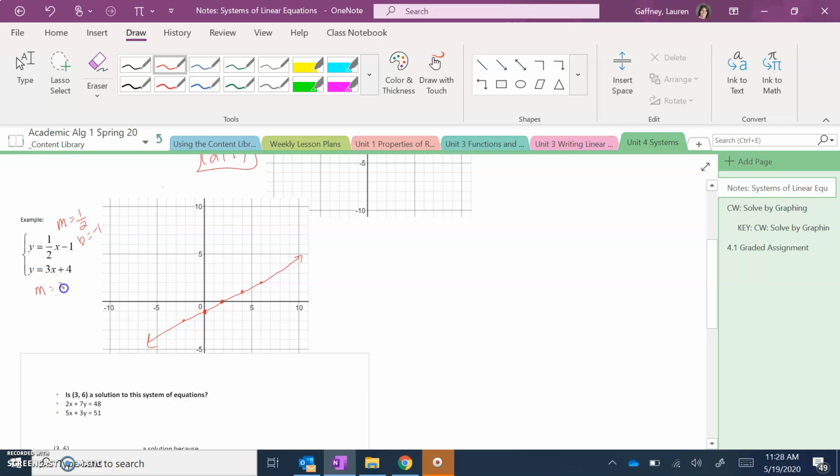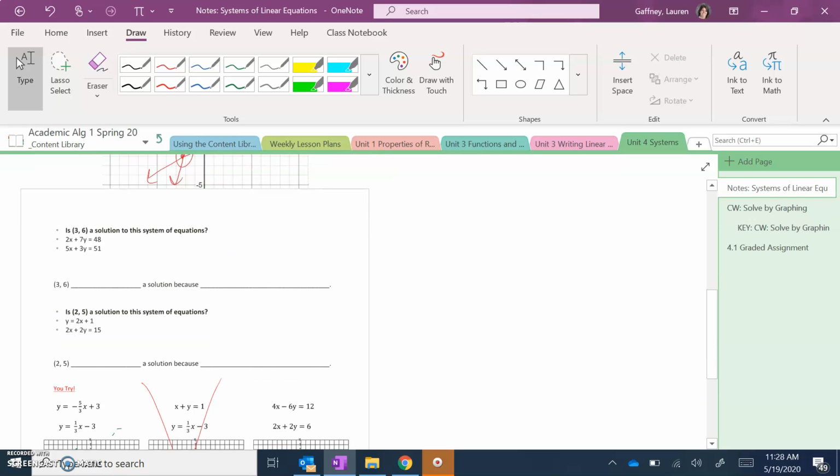Here, my m is 3 over 1 and my b is 4. So go up 3, right 1, up 3, right 1. And hopefully you can see, like, they're clearly not going to intersect up here. So let's go the other direction. So let's go down 3, left 1, down 3, left 1. And we see that they're going to intersect right here, which is the ordered pair negative 2, negative 2.